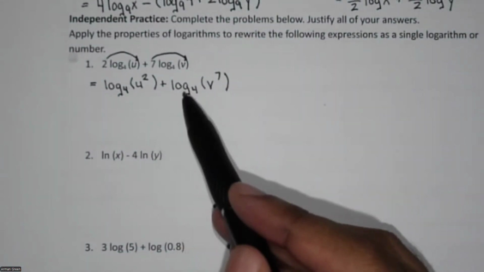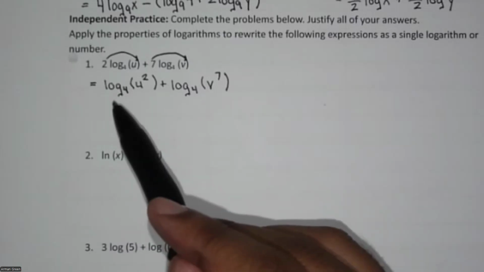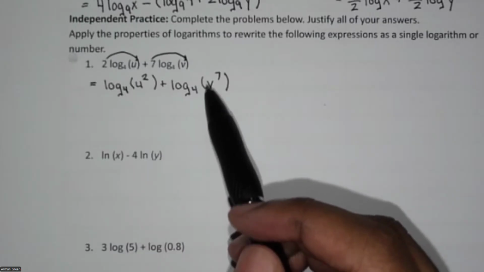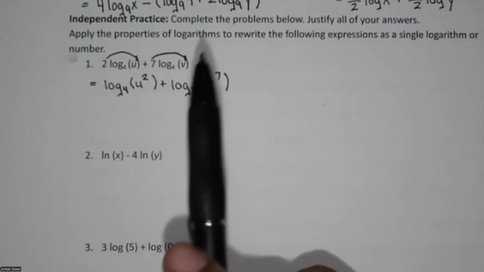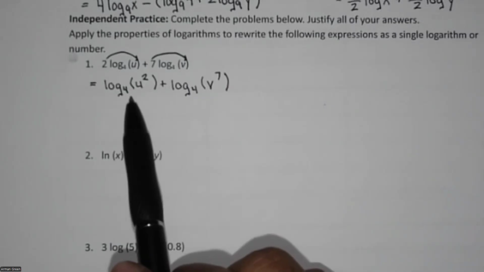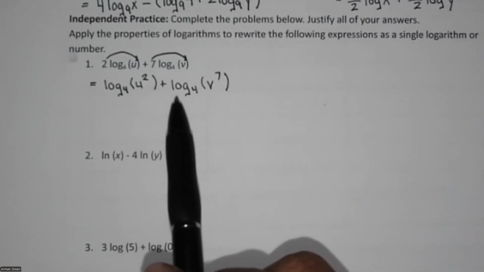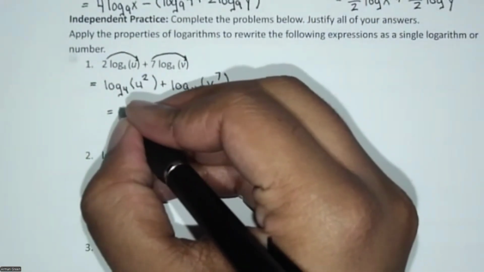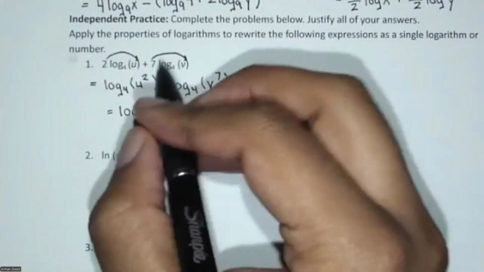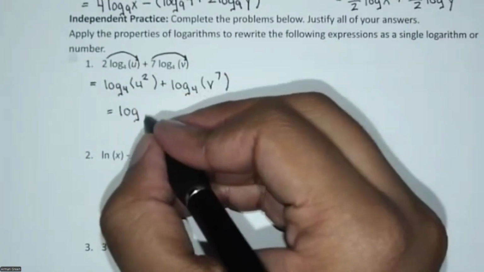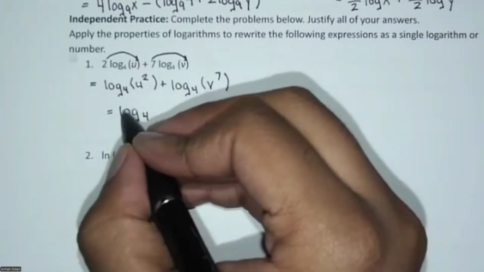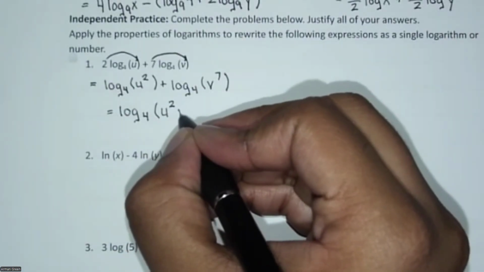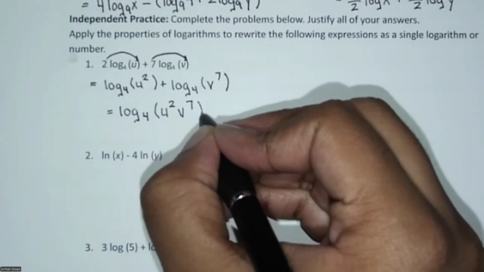Now we have 2 logarithms that have the same base, and we are adding them together. If we're working backwards, we already said that if we have 2 logarithms with the same base that are added, and we want to combine them, we have to multiply the 2 things inside of our logarithm. So what we have here is the log base 4 of u squared times v to the 7th power.